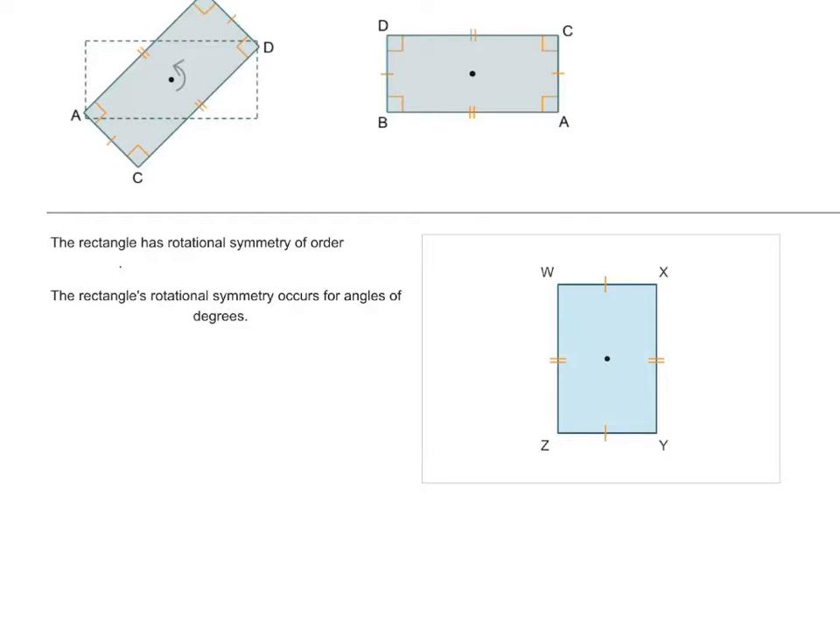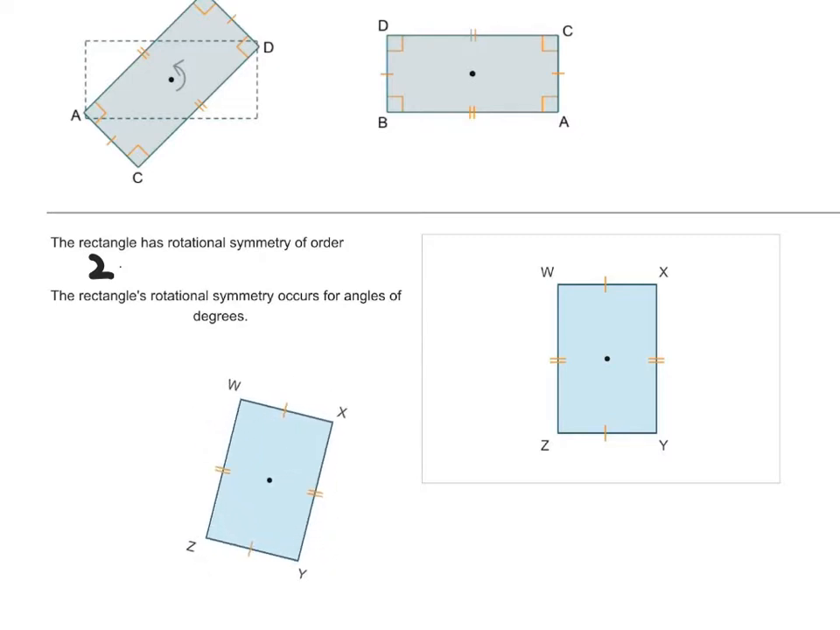Okay, so for this one, the rectangle has rotational symmetry of order 2. What happens is if I rotate this around, I notice that when it's right side up, it would look like that, and when I turn it, that's a 180-degree turn. And if I rotate it a full 360, we get back to where we started.